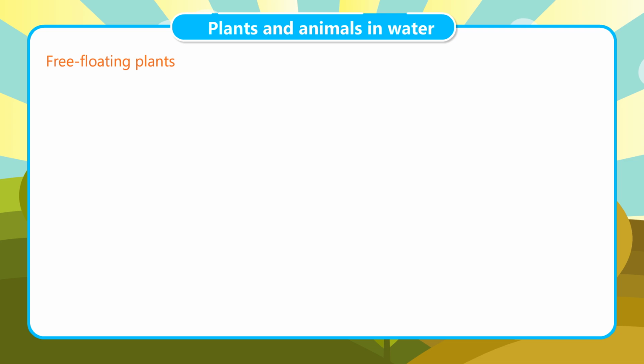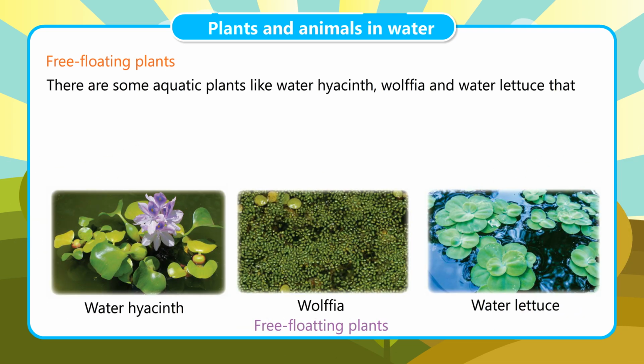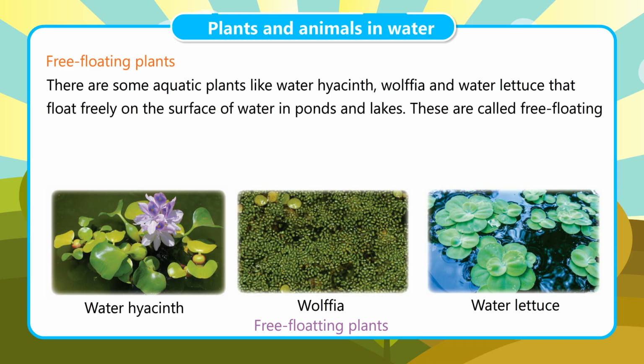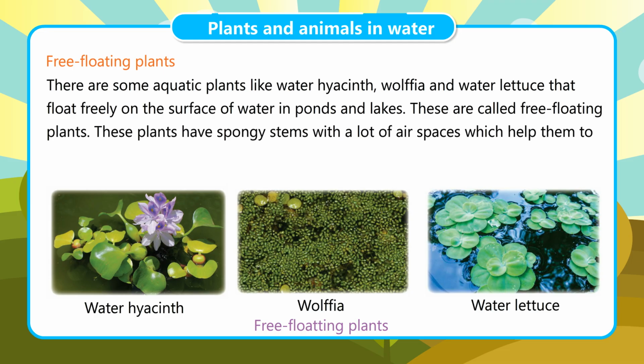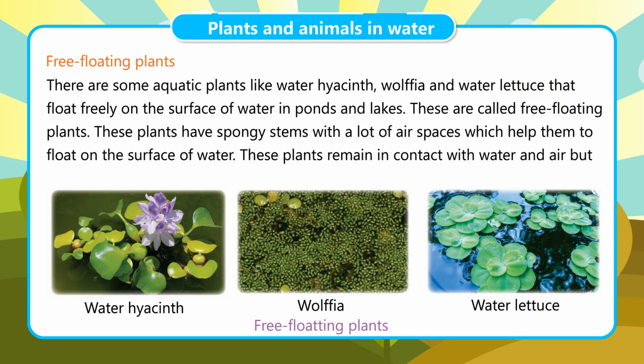Free-floating plants. There are some aquatic plants like water hyacinth, wolffia, and water lettuce that float freely on the surface of water in ponds and lakes. These are called free-floating plants. These plants have spongy stems with a lot of air spaces, which help them to float on the surface of water. These plants remain in contact with water and air, but are not attached to the soil.